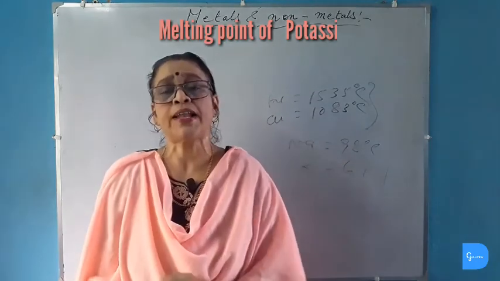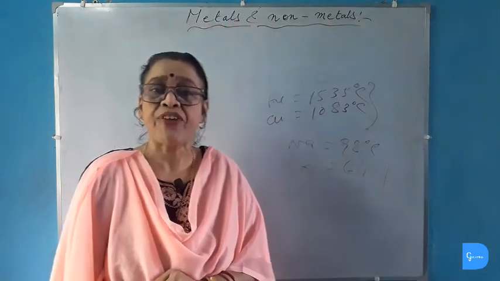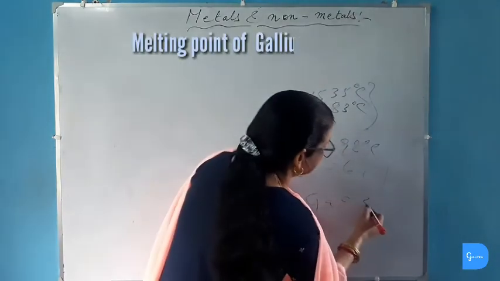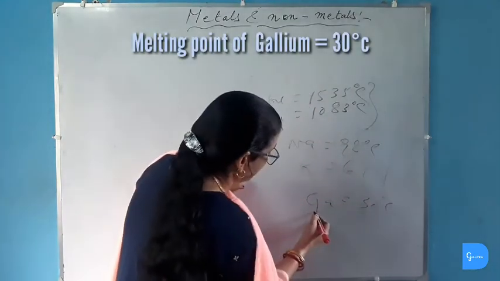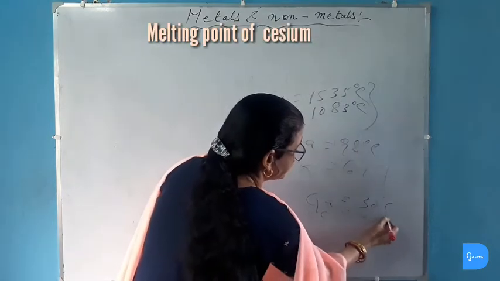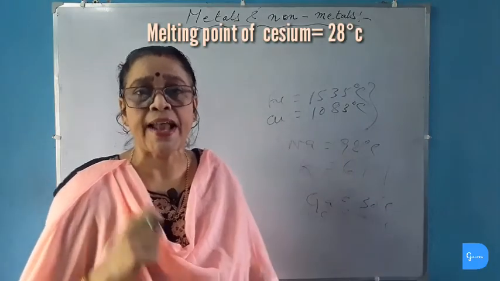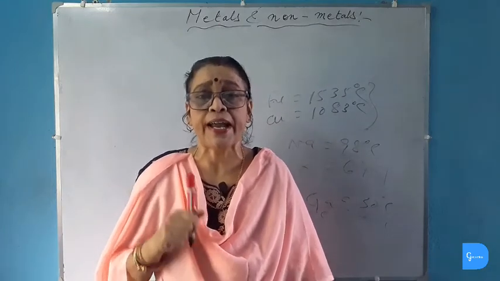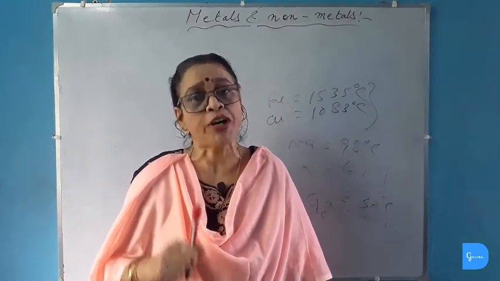There are two metals, gallium and cesium. They have very low melting and boiling points. The melting point of gallium is 30 degrees centigrade and the melting point of cesium is 28 degrees centigrade. These two metals, gallium and cesium, have such a low melting point that they start melting when they are taken in hand and melt by the body temperature.